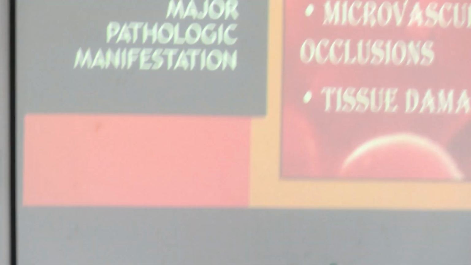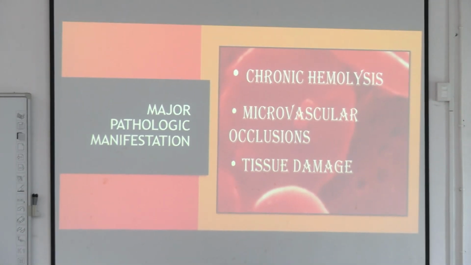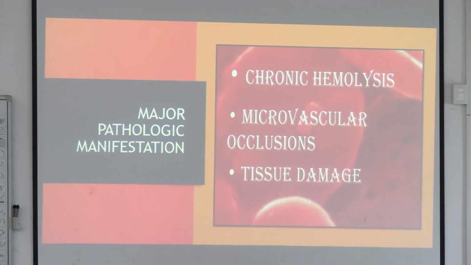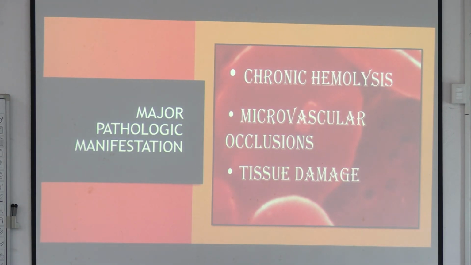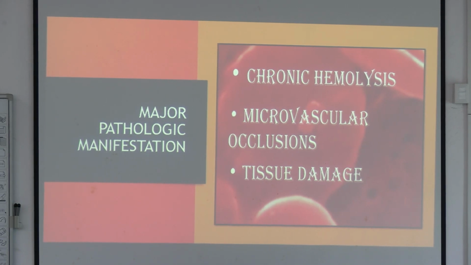So major pathologic manifestation. Whenever you are going to write or memorize the major clinical manifestation for the long question purpose, just remember these three things, why the clinical features will arise. The three cornerstones of developing clinical symptoms and signs of sickle cell anemia: the first is chronic hemolysis. So why hemolysis? Because of the decreased elasticity of the RBC membrane, they are more prone to be destroyed.